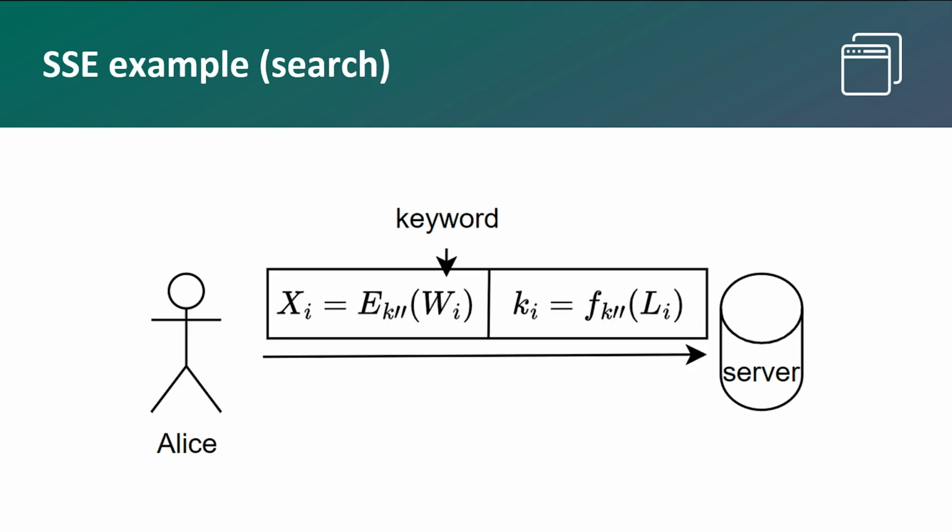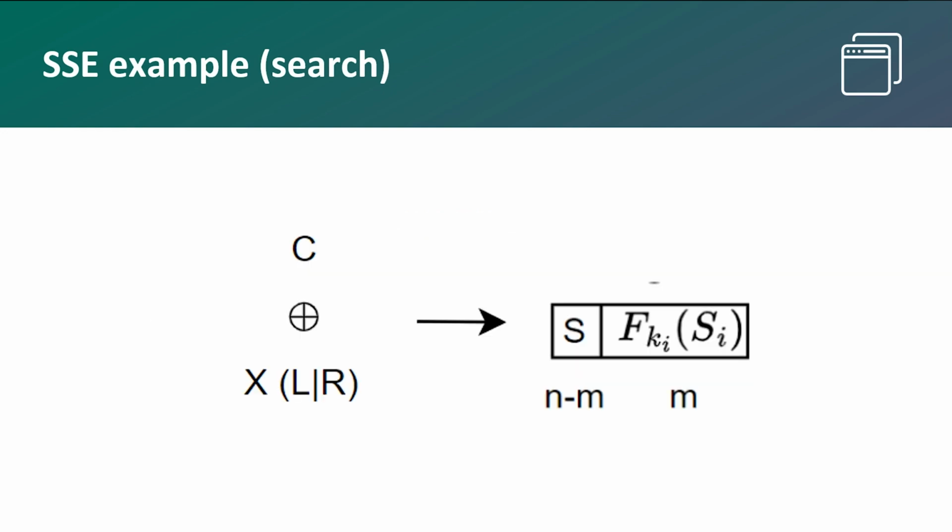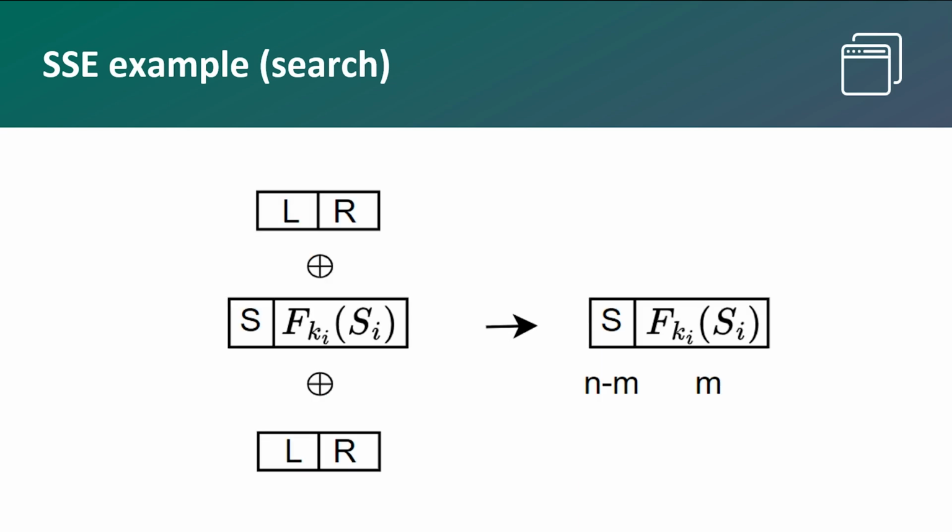Whenever Alice wants this document, she can send a combination of X, which is the encrypted keyword, and the new key to the server, so that the server can try to find the document with the keyword C, which XOR X, gets n minus m bits long S on the left and m bits long F of new key and S on the right. This is because XORing one thing with another twice gives the same thing back, so S and F of new key and S were XORed with L and R, which is X, before being passed to the server. Now the server XORs it again with X, so the original S and F of new key and S should appear. Therefore, Alice can find her document.